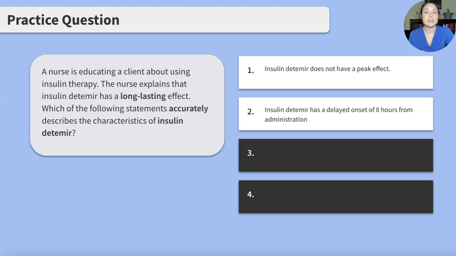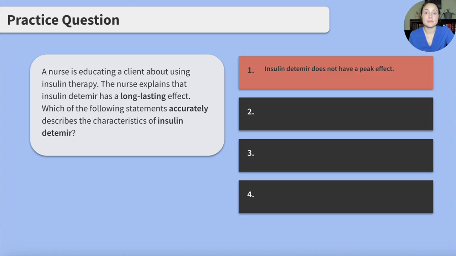This is where we'll want to look at those flaws and differences. Both options have characteristics that I would think belong to a long-acting insulin, but one of them has a flaw. Can you spot the distractor? That's right, option 2. Long-acting insulins do not have a delayed onset. That leaves us with option 1 as our correct answer.